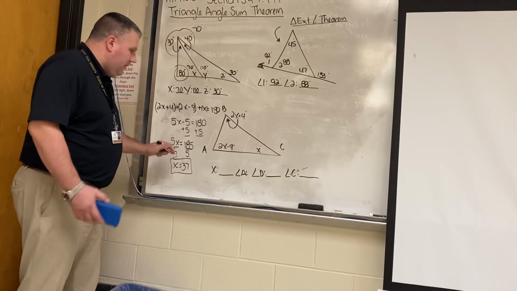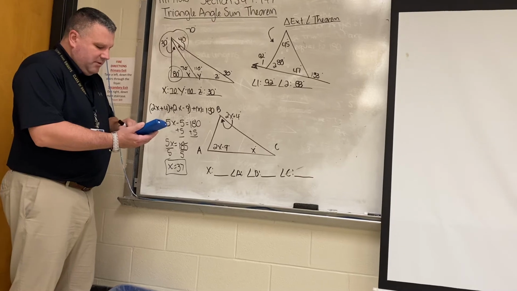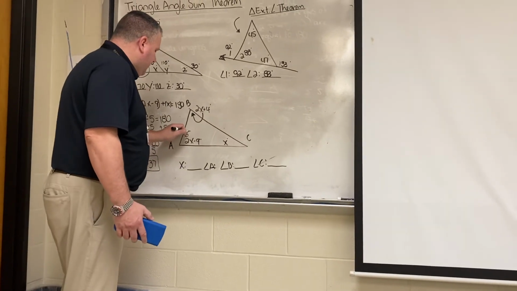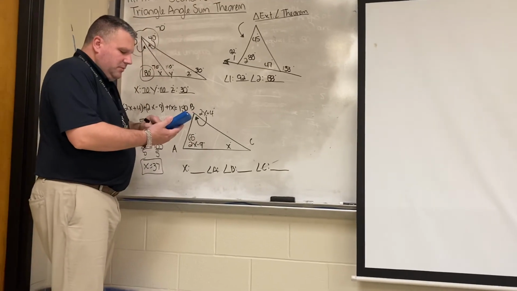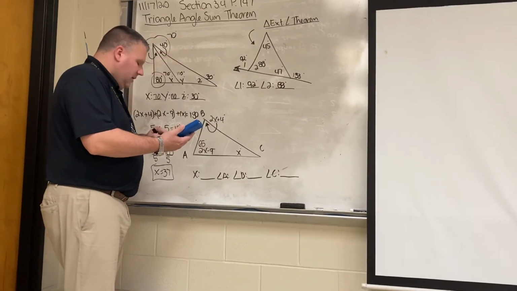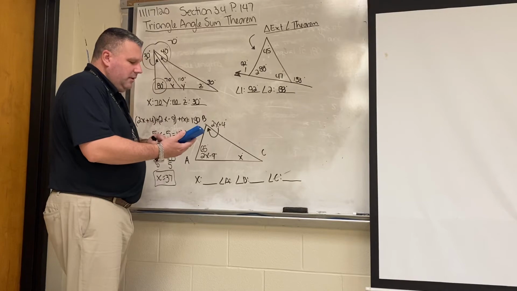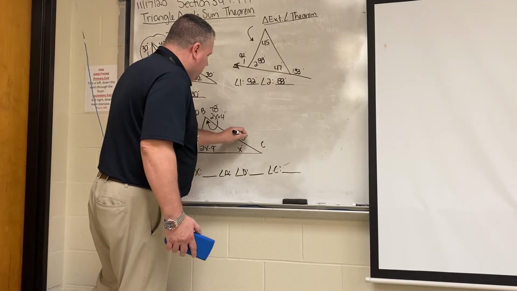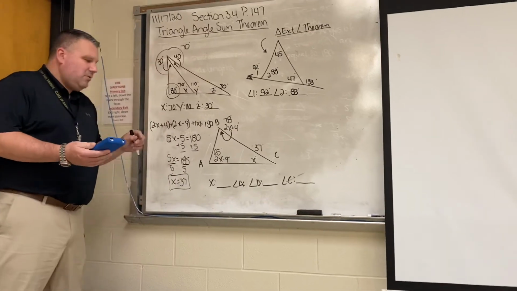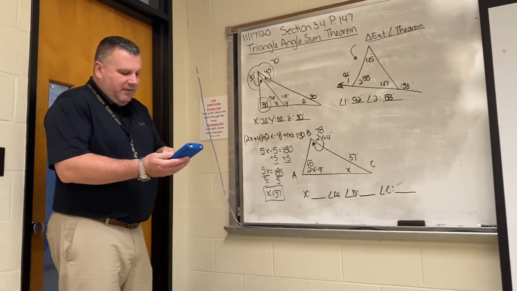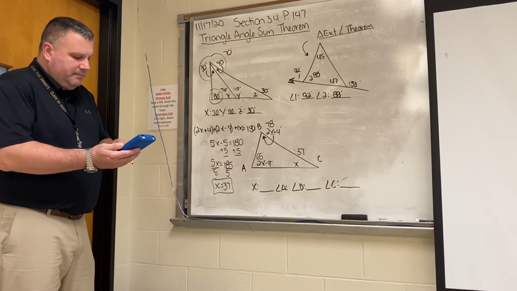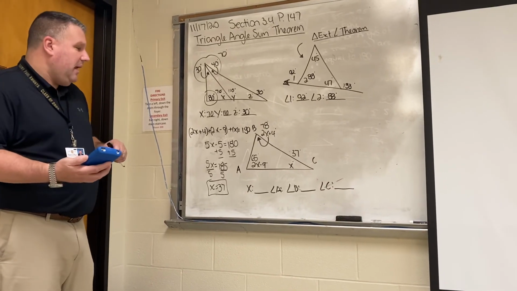Let's go and plug this in. So 2 times 37 minus 9 is equal to 65 degrees. 2 times 37 plus 4 is equal to 78 degrees. And this is 37 degrees. Let's add it up to make sure it makes sense. So 65 plus 78 plus 37 is equal to 180 degrees.